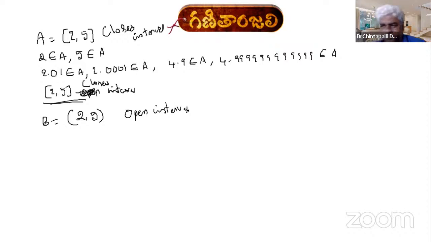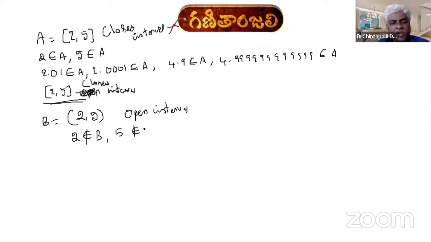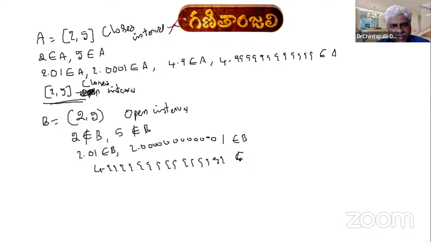In this open interval, 2 doesn't belong to B. The 2 and 5 are excluded and the other numbers are included. 5 doesn't belong to B. But 2.01 belongs to B. 2.00000000001 belongs to B. 5 doesn't belong to B. But 4.999999999 belongs to B. Have you noticed the difference between these two intervals?